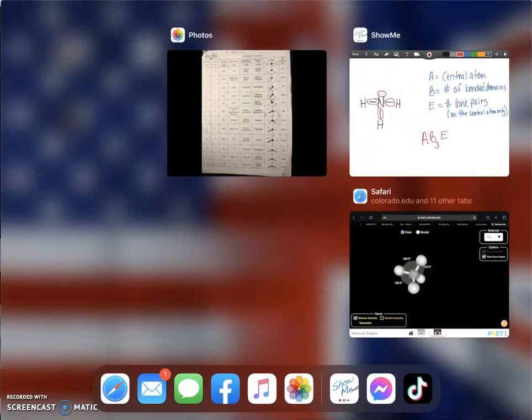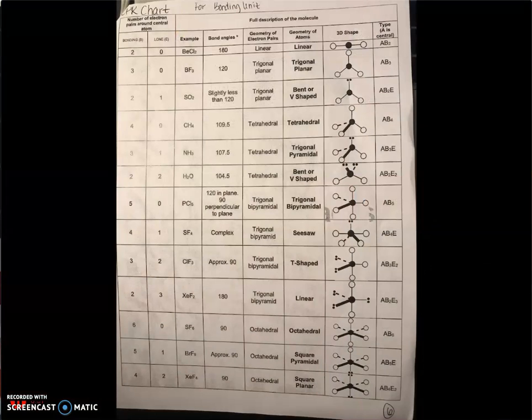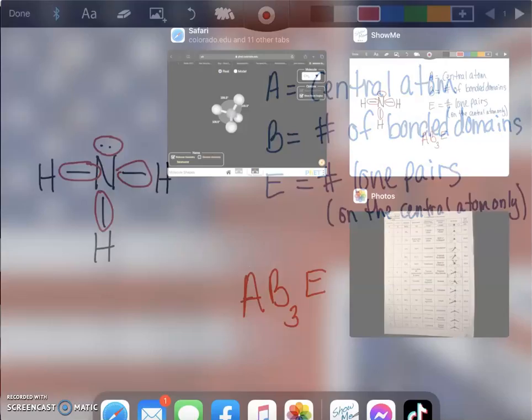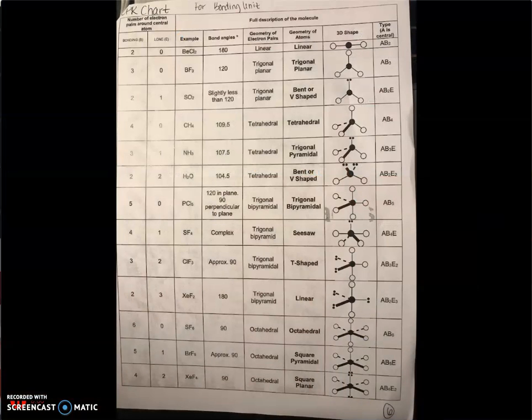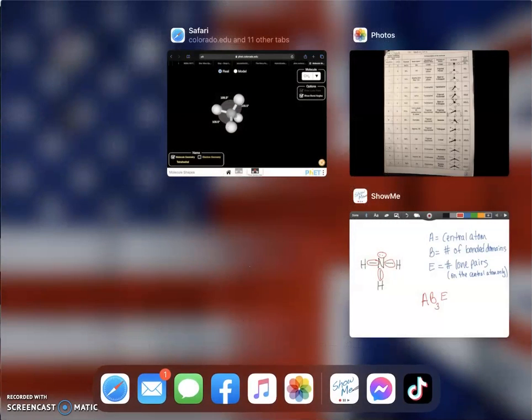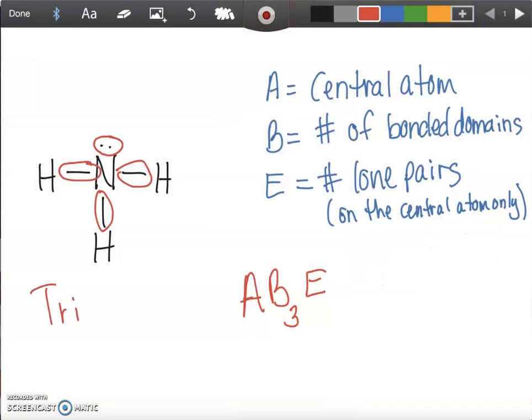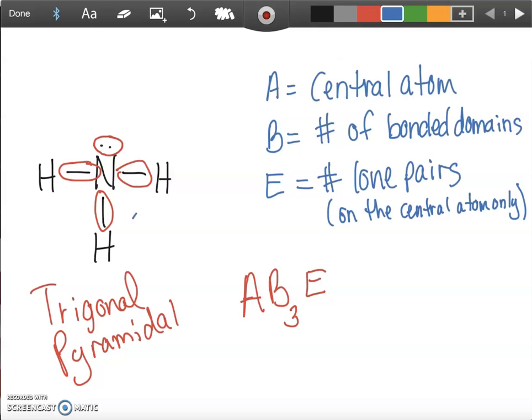Let's go back to our VSEPR chart and see what shape is associated with AB3E. Yes, AB3E. It's right there, 1, 2, 3, 4, 5 down. The shape of this molecule is trigonal pyramidal with a bond angle of 107.5, give or take maybe a few degrees. So this is trigonal pyramidal, and this bond angle here is 107.5 degrees.